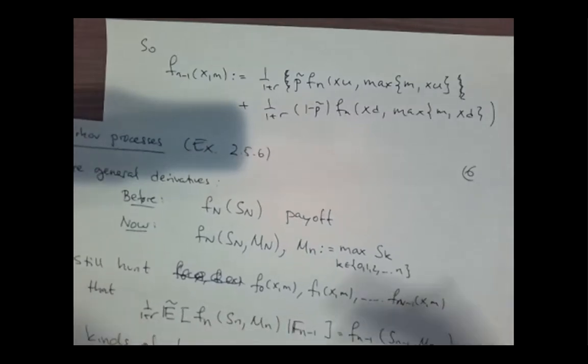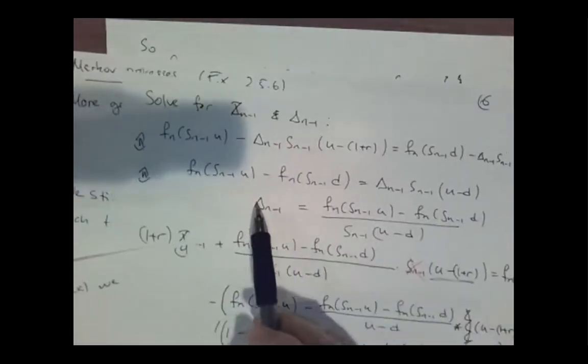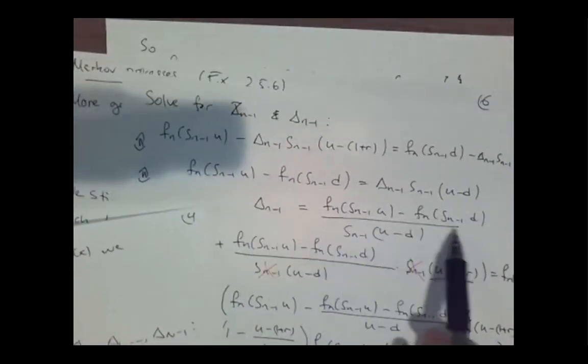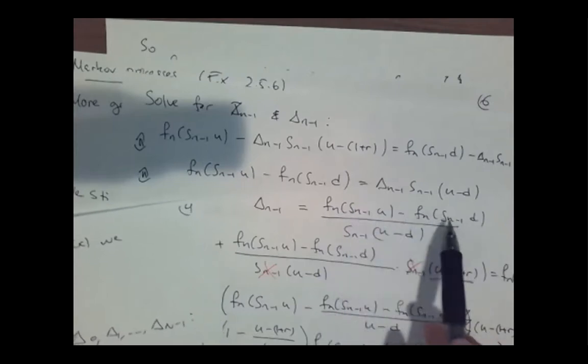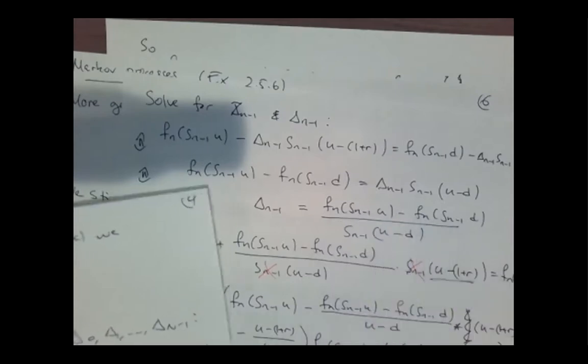Then you move forward, creating these deltas as we did before. You have to adjust this formula here to take into account that these functions Fn are no longer just functions of the stock, but you also need m in there.